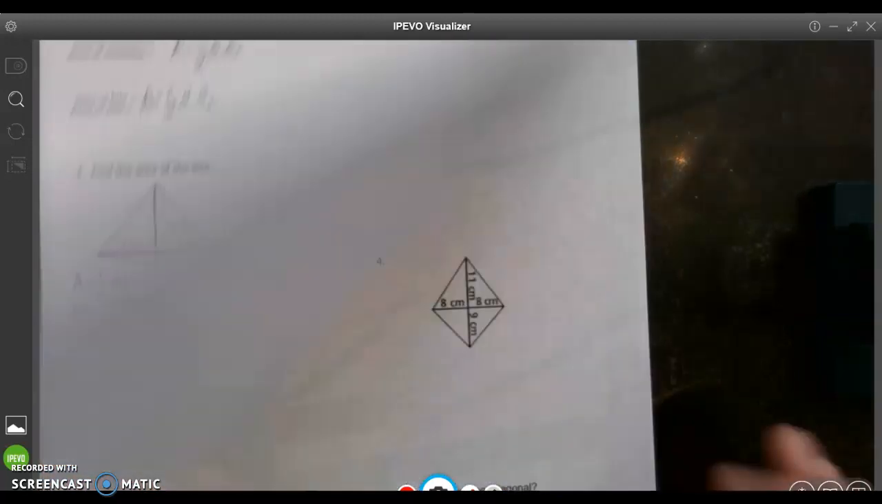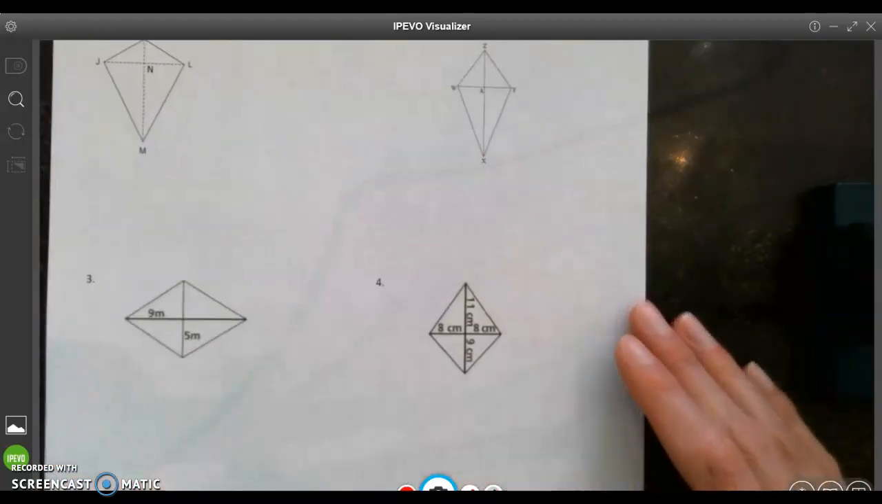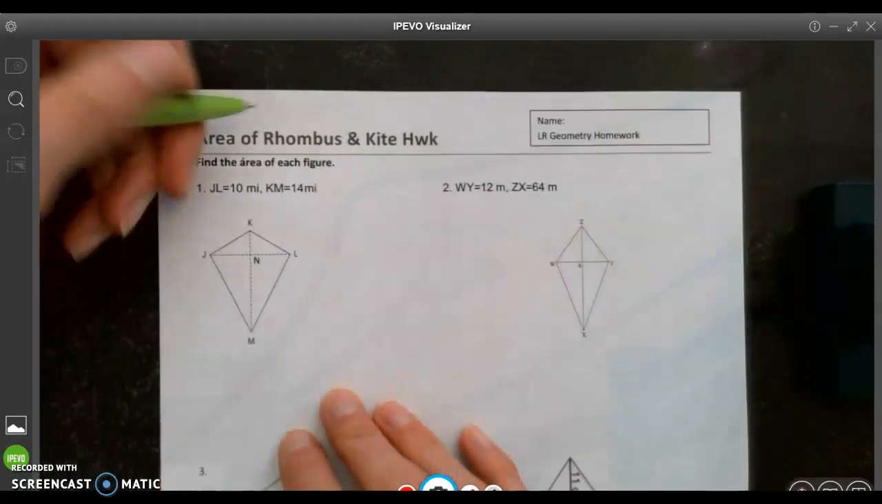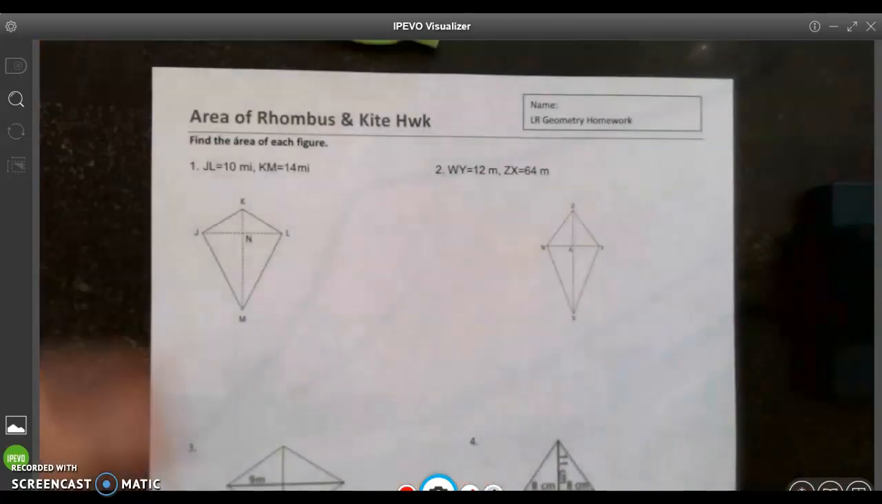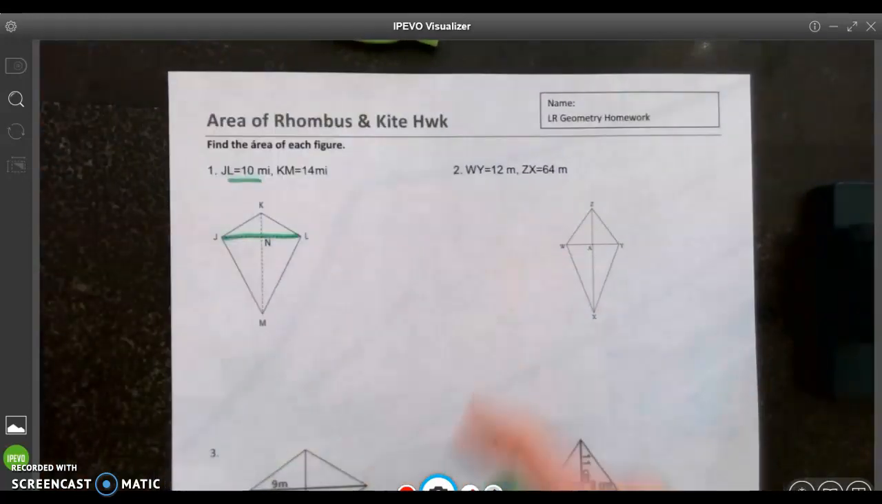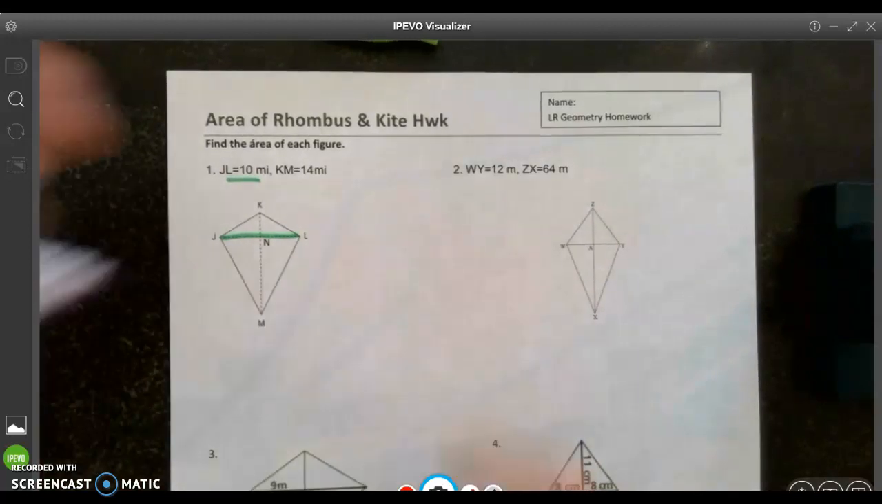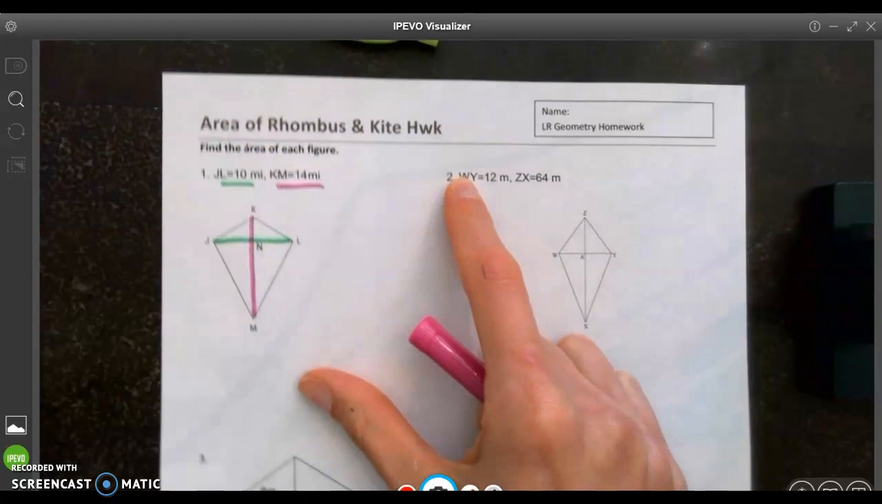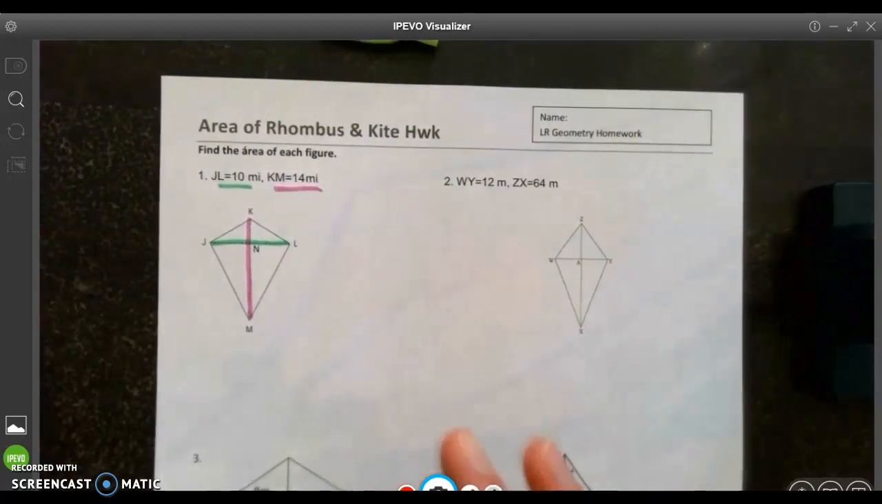And then your homework is going to be 5 problems. Some of them you'll need to label. So JL is 10 miles. JL is this diagonal. That one's 10 miles. KM is 14 miles. That's this diagonal. So you have the length of the entire diagonal. You just have to know that you're working with the whole diagonal.